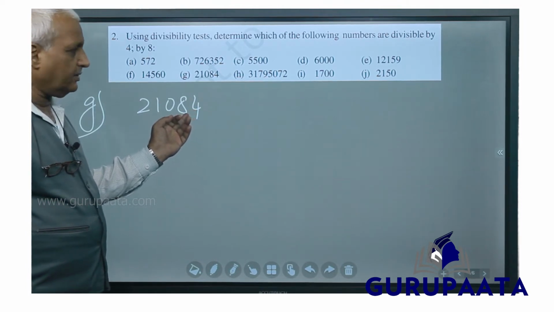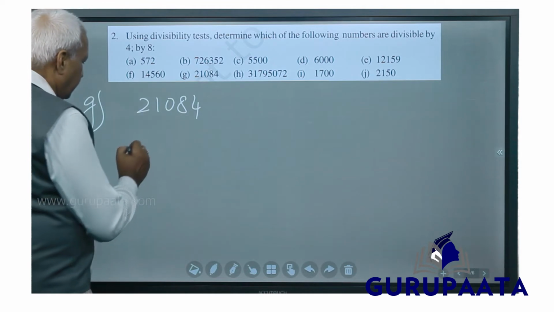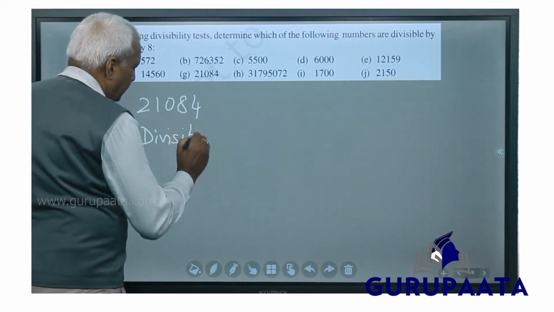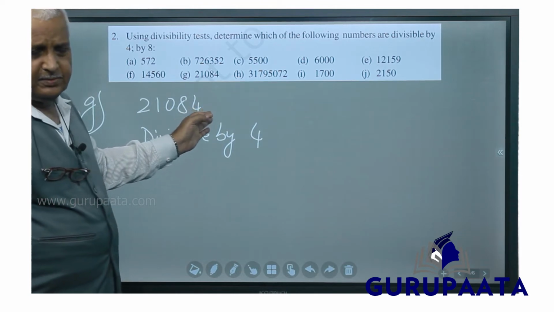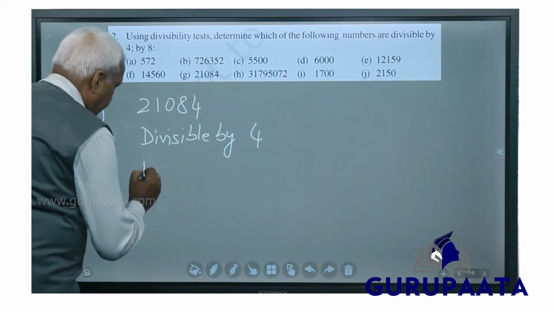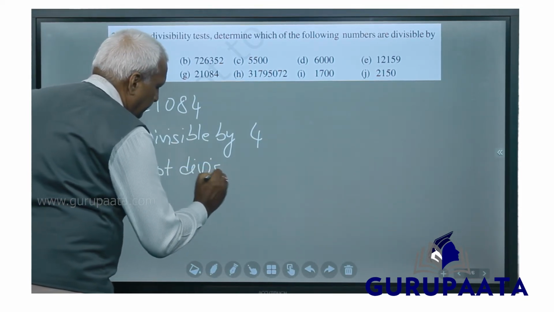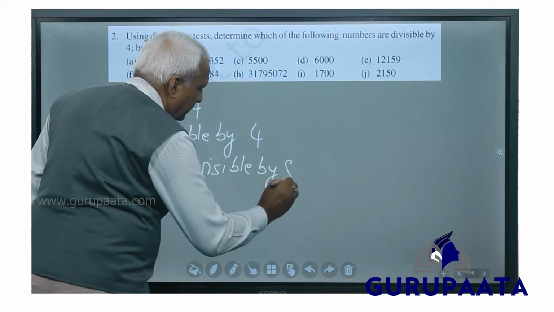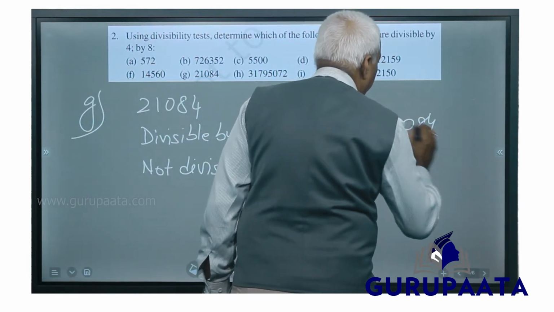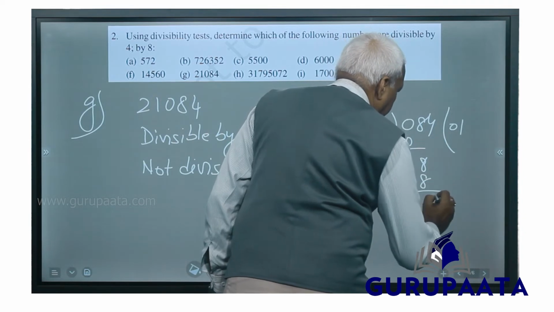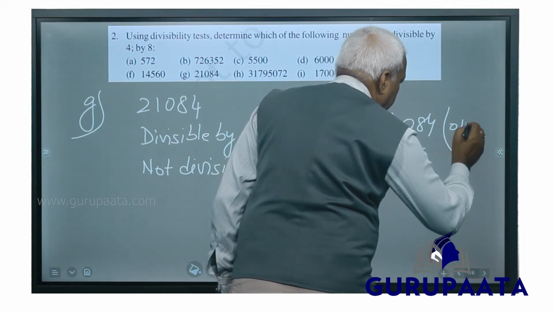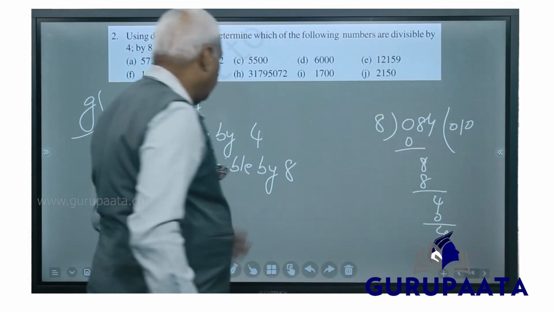For divisibility of 4, divisible by 4. So, you need not do it, in mind you can do it. So, this is divisible by 4. But this is 084, not divisible by 8. So, this is not divisible by 8. We will do it. For divisibility of 8, 084 divided by 8: 8 8s are 64, 8 1s are 8, 4. So, it is not divisible, so not divisible by 8.